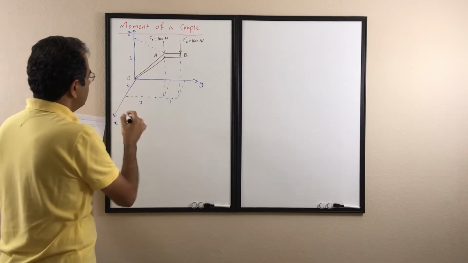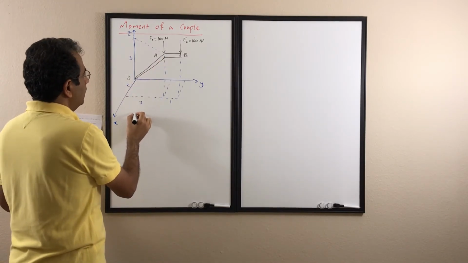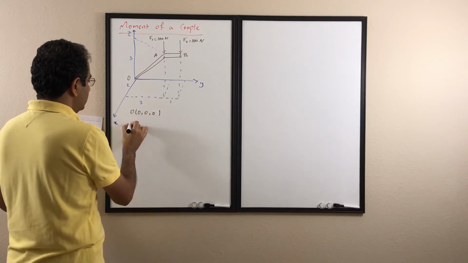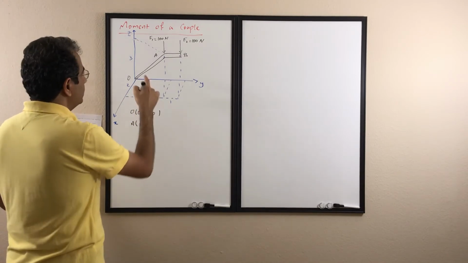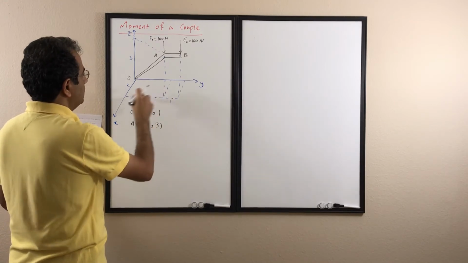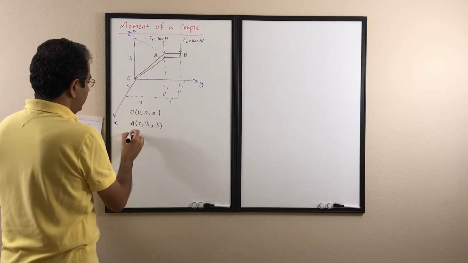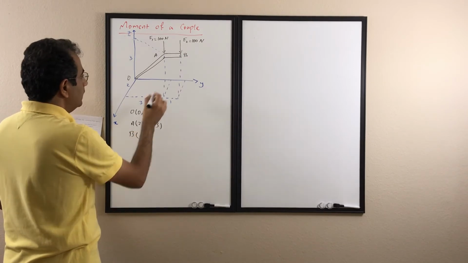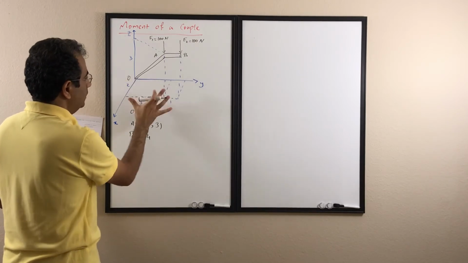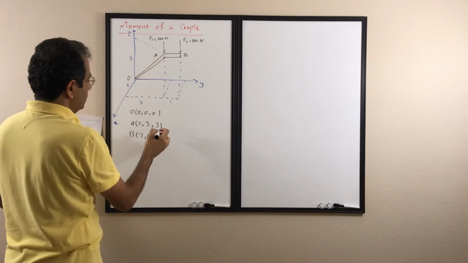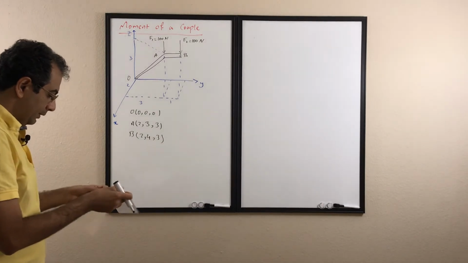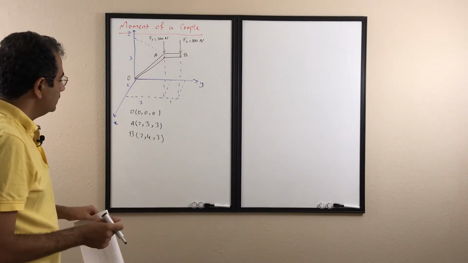First of all, let's get the coordinates of these points that I have. For point O, it's just 0, 0, 0. For point A, the X is 2, the Y is 3, and the Z is also 3, so it's 2, 3, 3. For point B, the X is 2 again, the Y is 4, and the Z is also 3, similar to A. So these are the values I have to do the calculation.